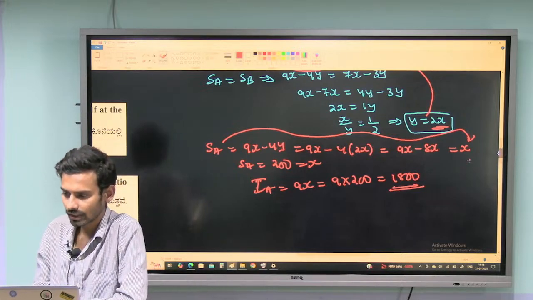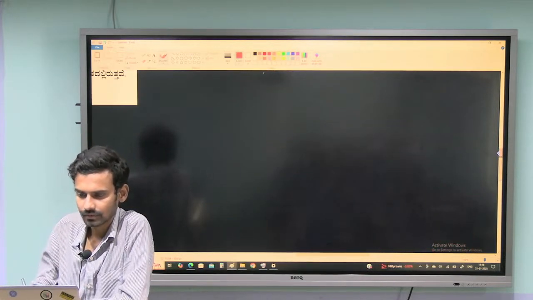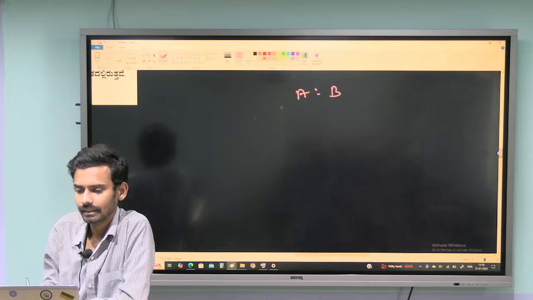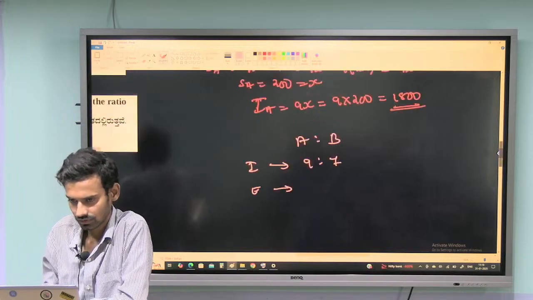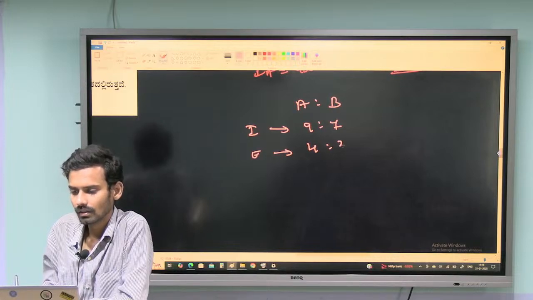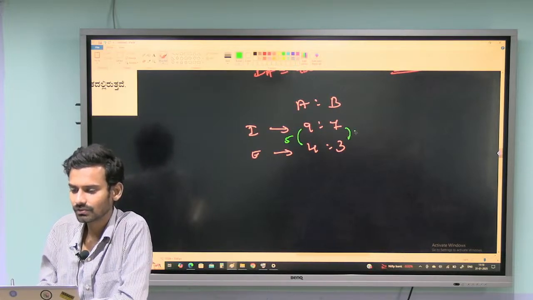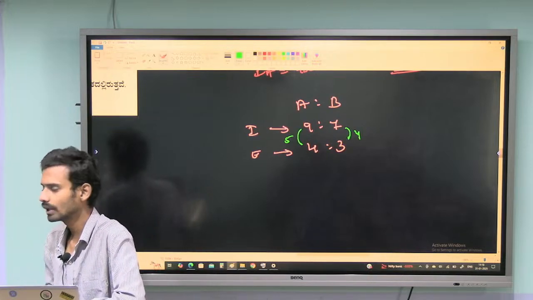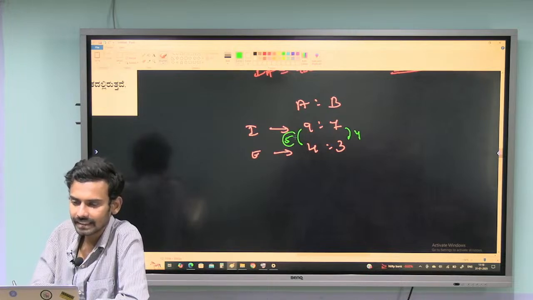Okay, let me show the short trick for this. Ratio of income and expenditure, A is to B. Income is 9 is to 7 and expenditure is 4 is to 3. Now this difference is 5, this difference is 4. The differences are not equal, so I can't apply the short trick. Instead what I do is I will make this difference the same.